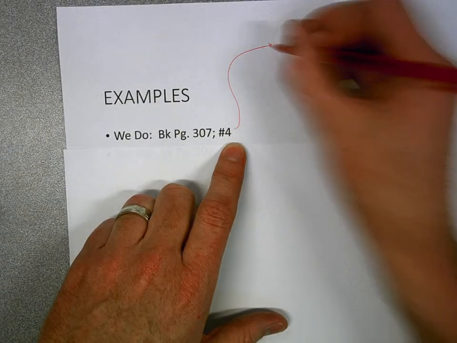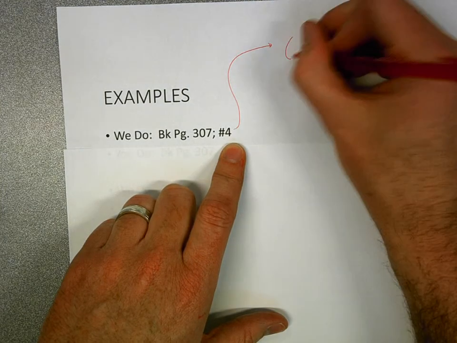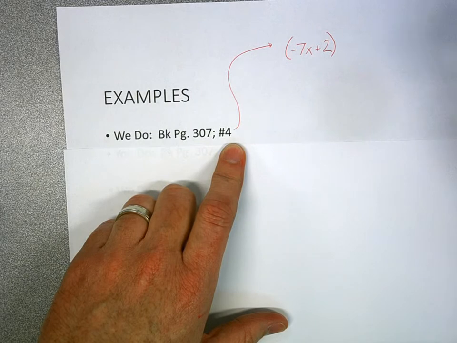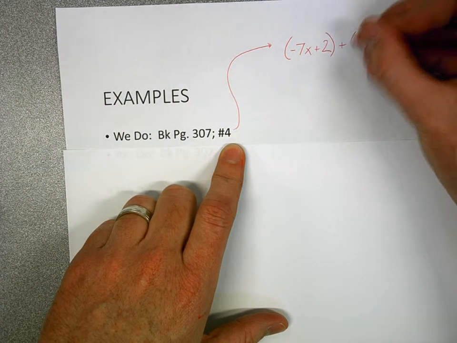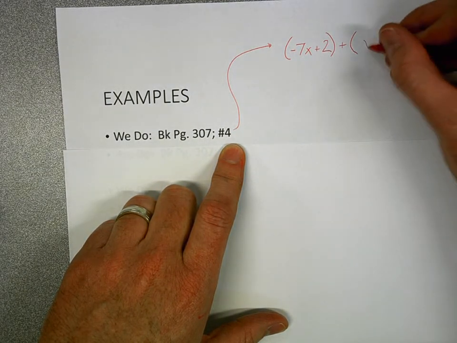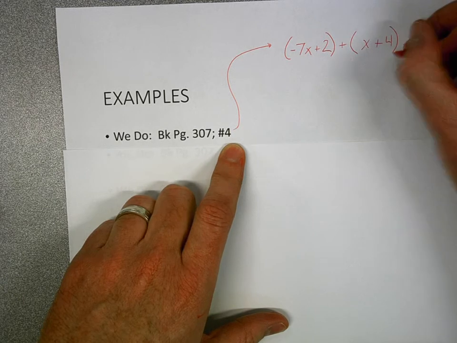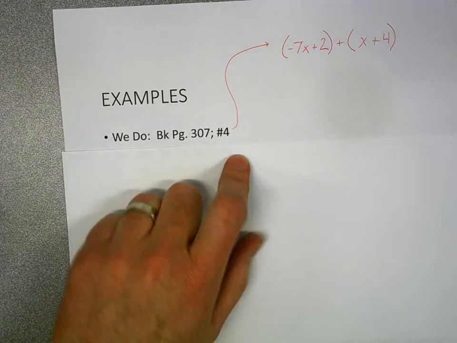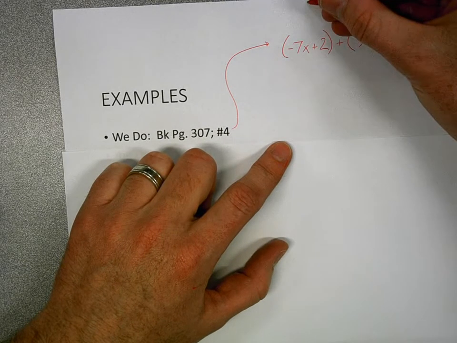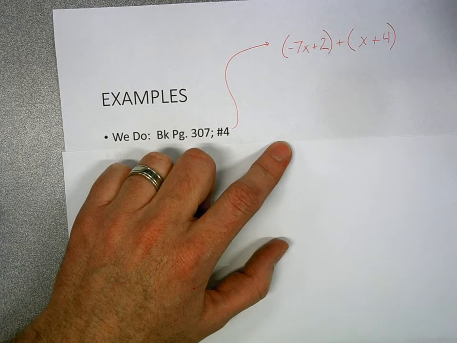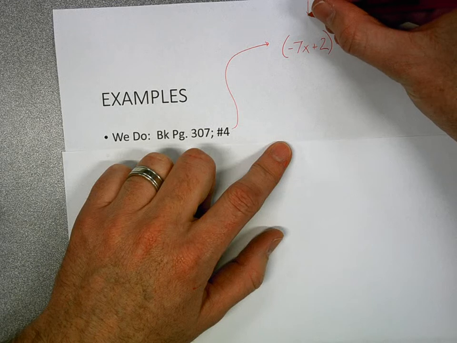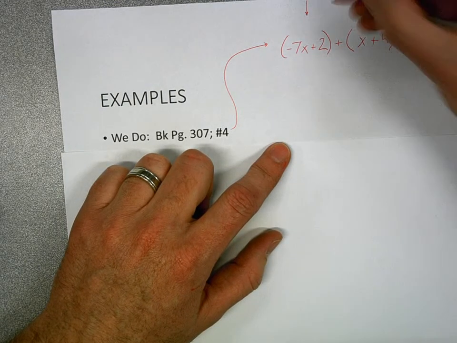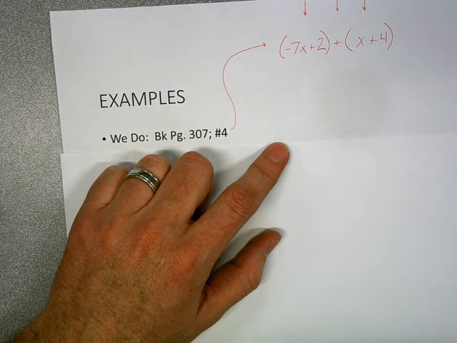We'll move it up here. What we have is negative 7x plus 2, plus, and then the next expression is x plus 4. Now, what I want to point out is that we'll do adding and subtracting in these problems, but it's called adding linear expressions because here are two different linear expressions, and of course, we're adding the two of them.